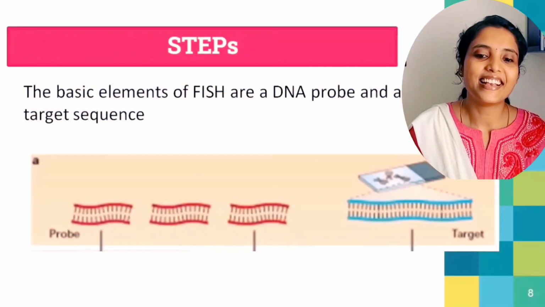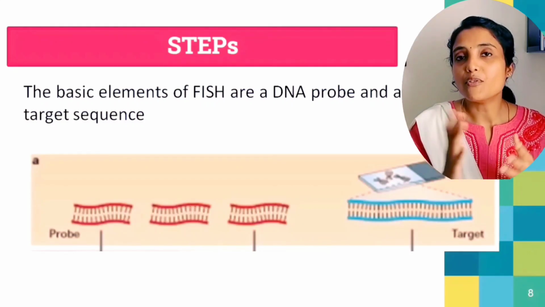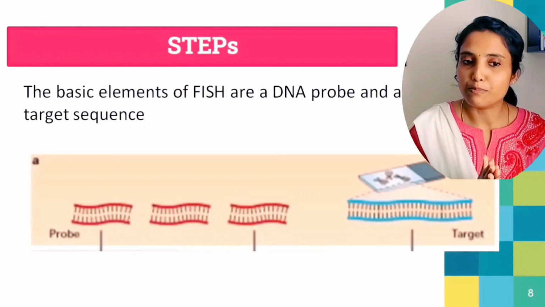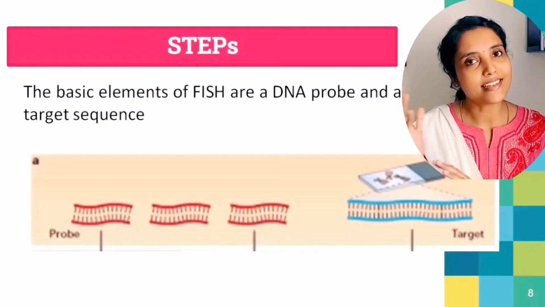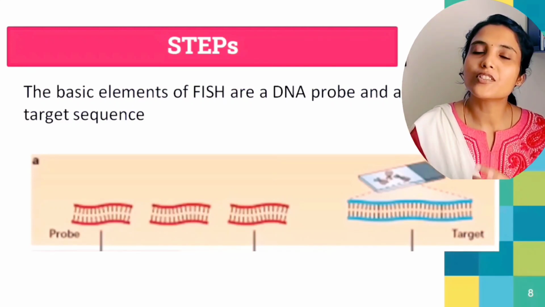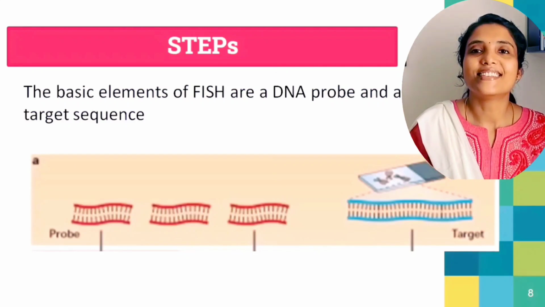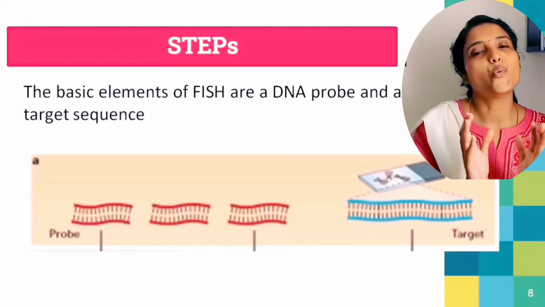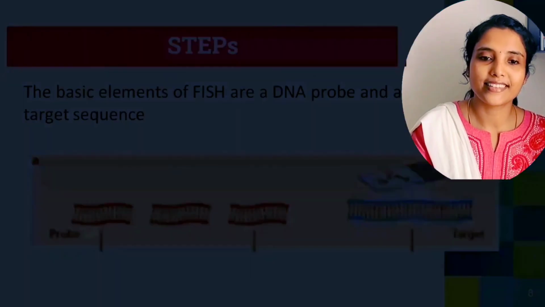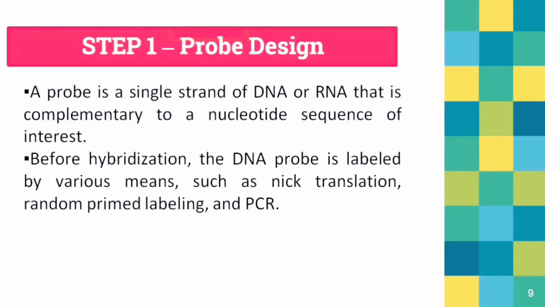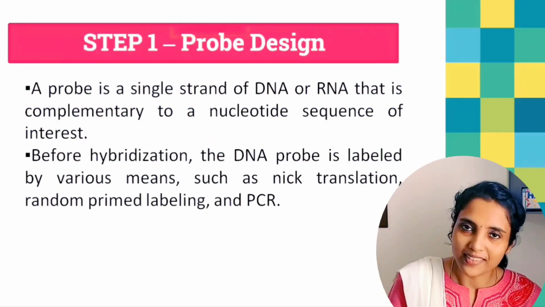Okay. So the first step, before we start, what do we need? We will be needing a DNA probe and the target sequence. Target sequence is nothing but the DNA sequence which we are going to map. Okay. So that will be our target sequence, and we need a probe. So the first step is probe design. So what is a probe, right?